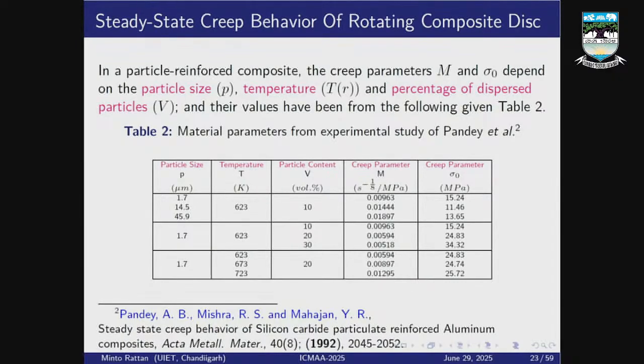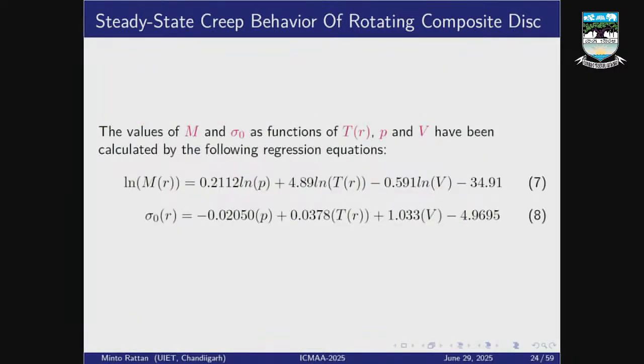In a particle reinforced composite, the creep parameters m and sigma naught depend on the particle size P and the particle content V apart from the temperature T. The creep parameters m and sigma naught had been obtained from the creep results reported by Pandey in 1992 for aluminium silicon carbide composite under uniaxial loading. The values of the creep parameters m and sigma naught as function of material parameters P, V and T have been calculated through software data fit using following regression equations.